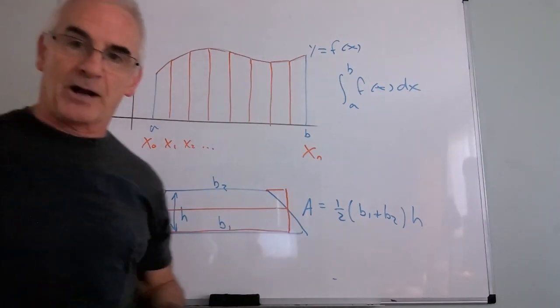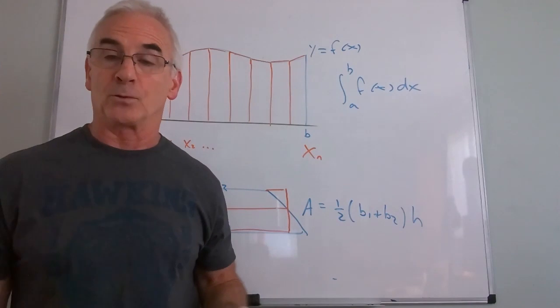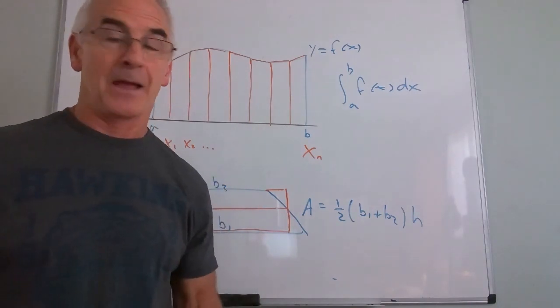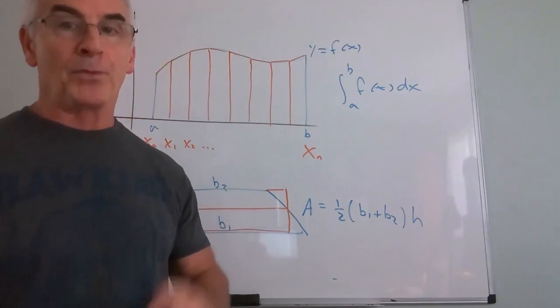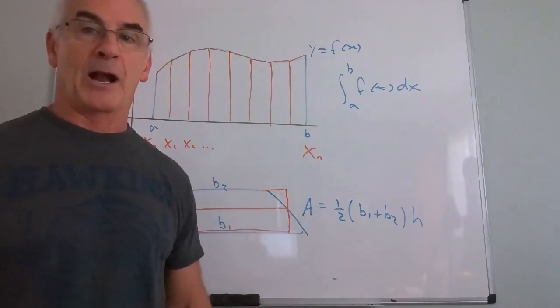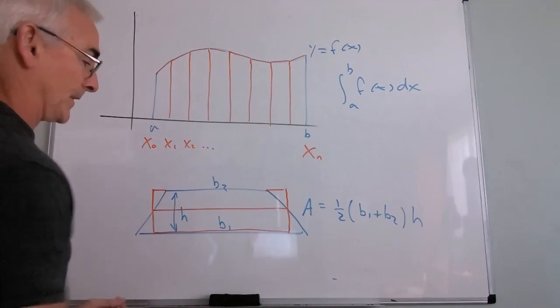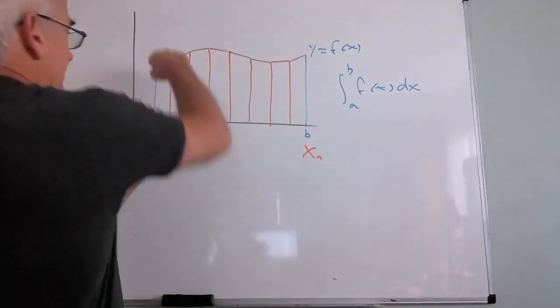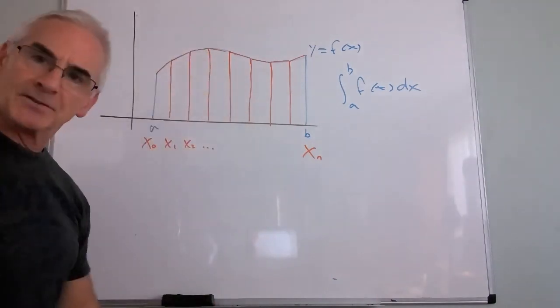Because the definition of a trapezoid is a quadrilateral with one pair of parallel sides. A parallelogram, both pairs are parallel. Trapezoid, only one of them is parallel. Okay, so with that, these are just trapezoids sitting on their sides.